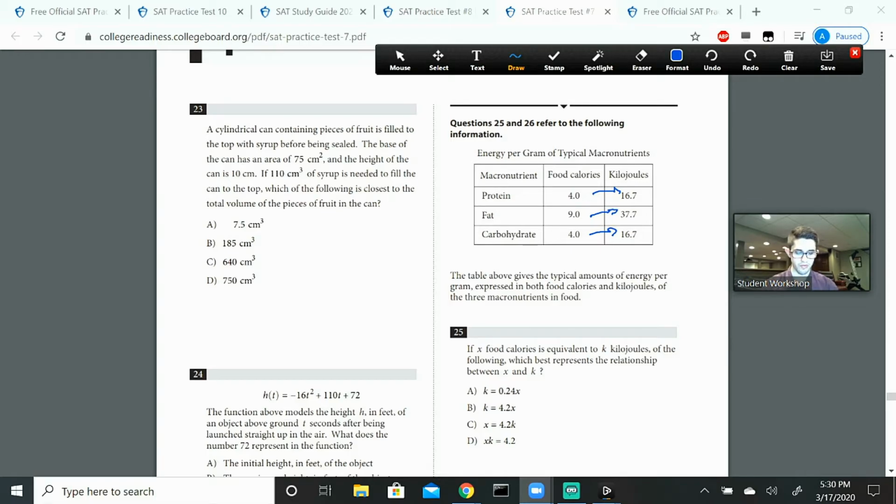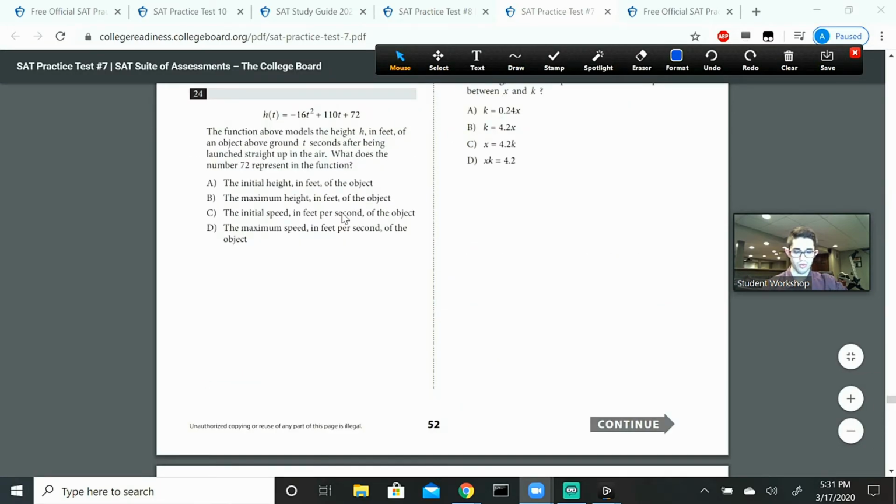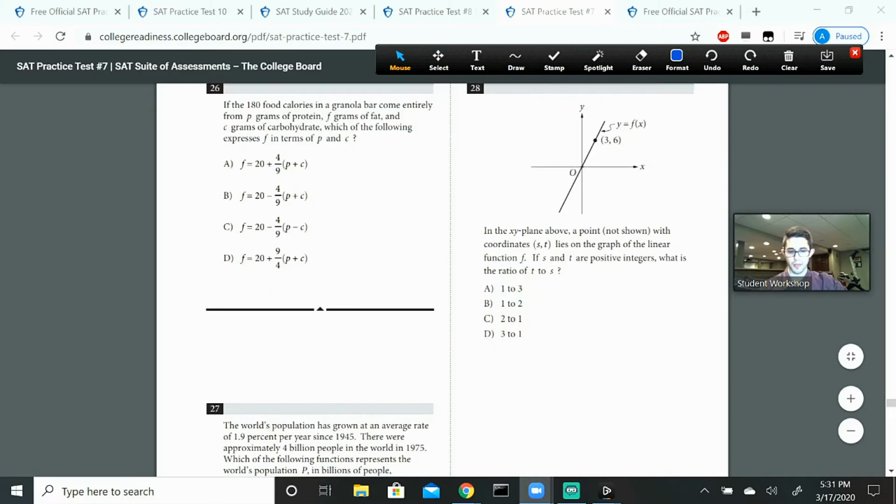I can see that we have some sort of linear relationship between the two, based on the answers we're given. And I can see that food calories is definitely being multiplied by something to get to kilojoules, and that's approximately 4.2. So I'm going to make sure that I have this in the right order, and I'm going to say it's K equals 4.2x. Great. That one's B. That one is not the hard one in this group, but I did want to do that one first. Now we have to look at 26.